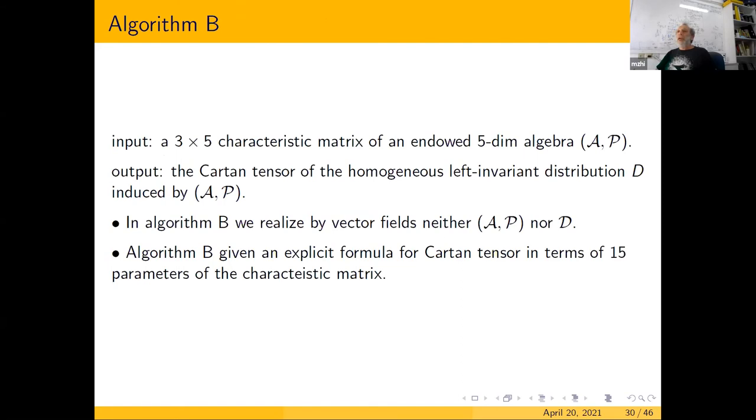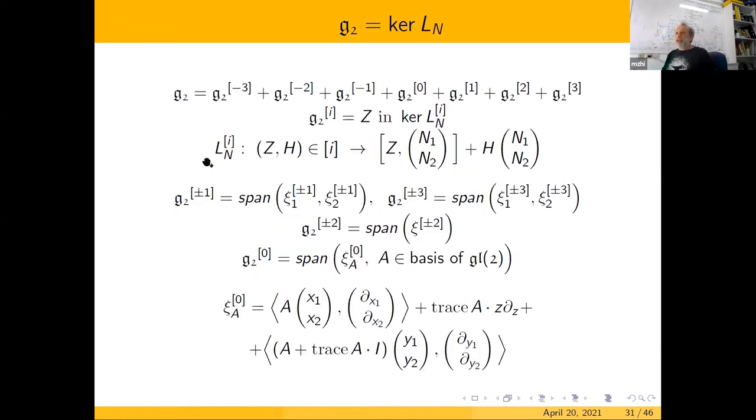Are there questions? If not, algorithm B: the input is the 3-5 characteristic matrices, and the output is the Cartan tensor of the homogeneous left invariant distribution in terms of 15 parameters of the Cartan tensor. For this algorithm, we need to compute all of G2, all this part, as a kernel of our operator LN restricted to the corresponding degree of quasi-homogeneity. We have to take a basis for each of these parts. Here is the basis: two-dimensional, plus minus three, two-dimensional, one-dimensional, G2 central part zero is zero, two.